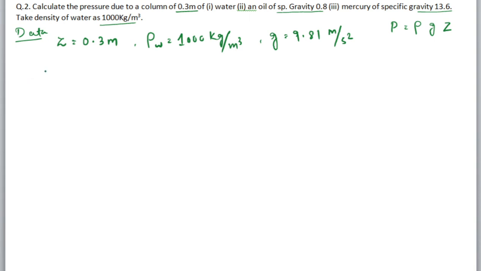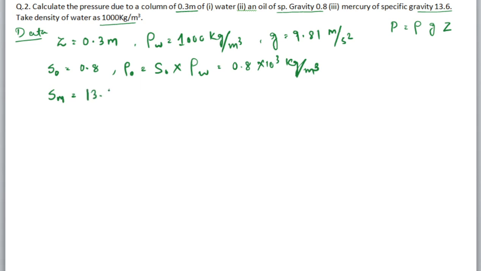So what else data is given? The specific gravity of oil is 0.8. Why is it given? In order to calculate the density of oil: the specific gravity of oil into the density of water, 0.8 into 10 to the power 3 kg per meter cube. Then the specific gravity of mercury is 13.6. Know that mercury is a heavier liquid, that is why it has a higher specific gravity. Oil is a lighter liquid, that is why it has a lower specific gravity than water. Water has a specific gravity of 1. So the density of mercury is 13.6 into 10 to the power 3 kg per meter cube. This is the specific gravity of mercury into rho.